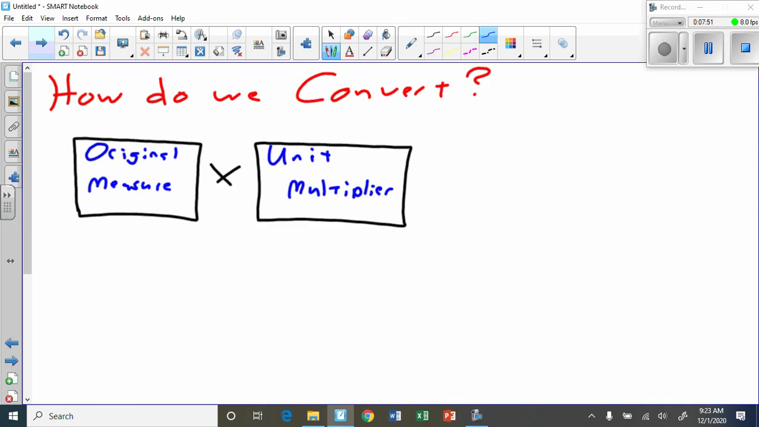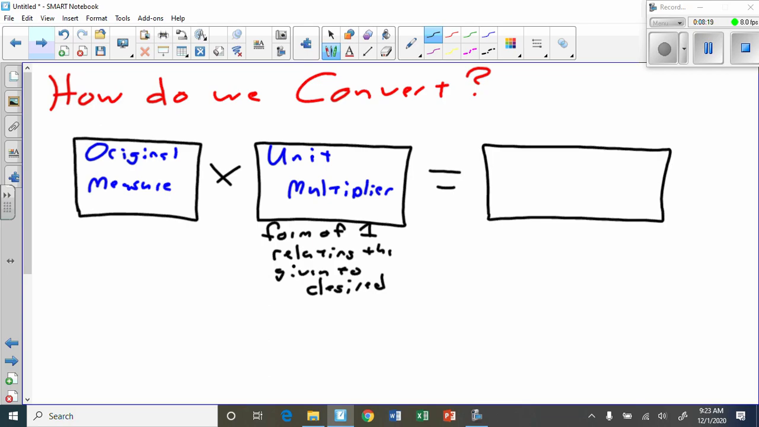In other words, this one here, I'm going to put underneath here, is a form of 1 relating the given to desired. In other words, relating the original to the new one, the converted measure. And then we get equals, our new box, our new or converted measurement.